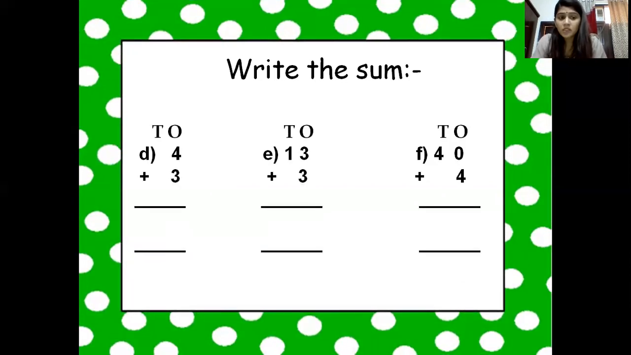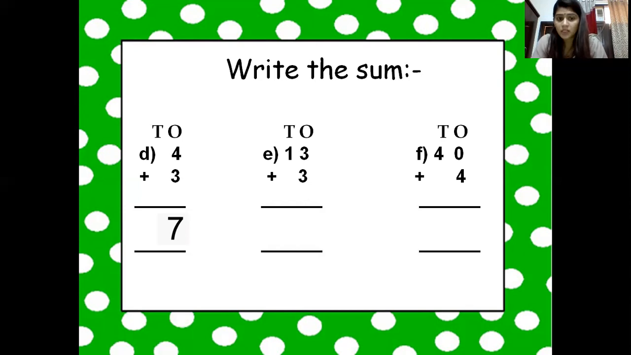Next, D part. Again 2 digits we have to add. So see, we will start from ones place. Under ones, 4 and 3 are written. 4 plus 3 is equal to 7. We will write here 7.